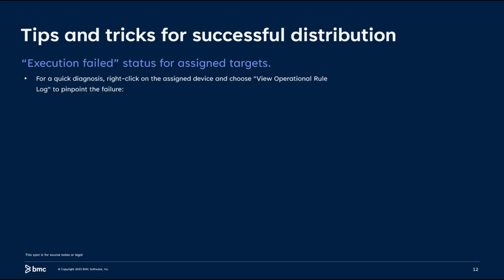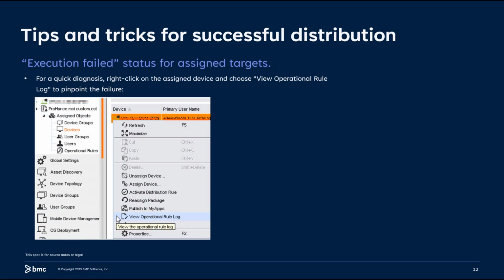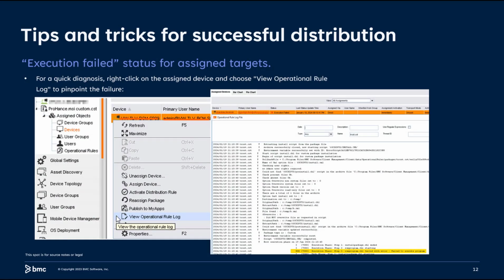Whenever there is a failure of the operational rule, for a quick diagnosis, right-click on the assigned device and choose View Operational Rule Log to pinpoint the failures.